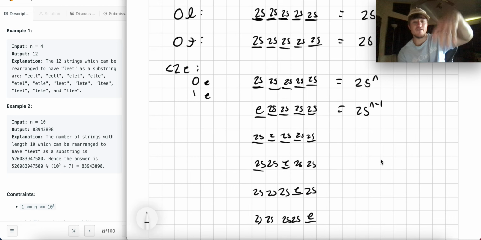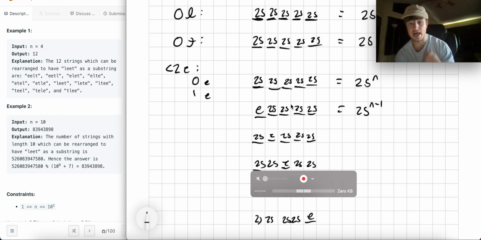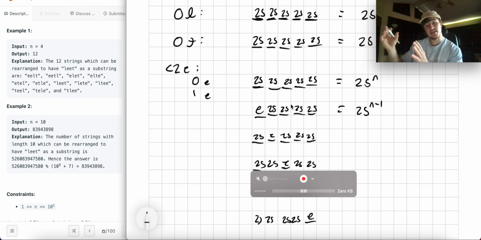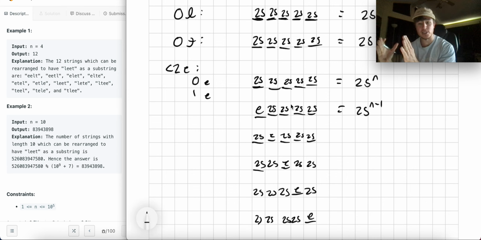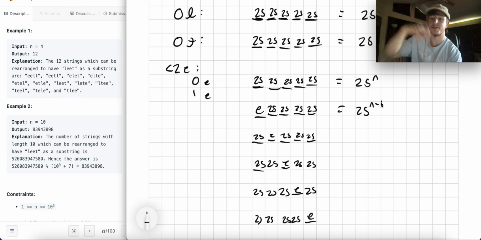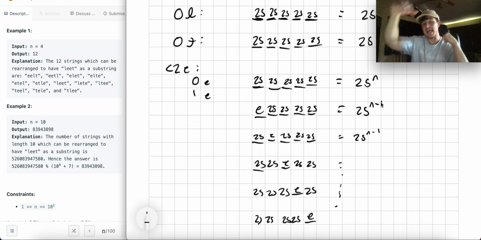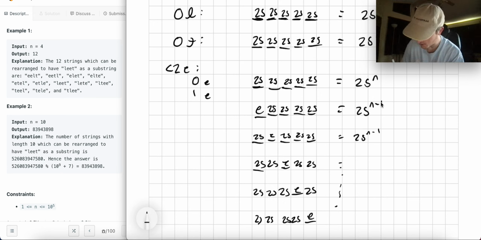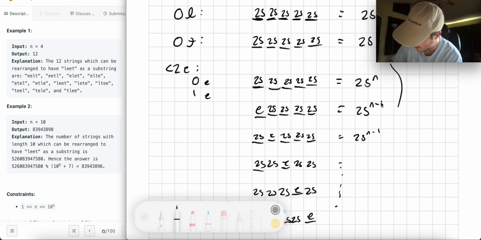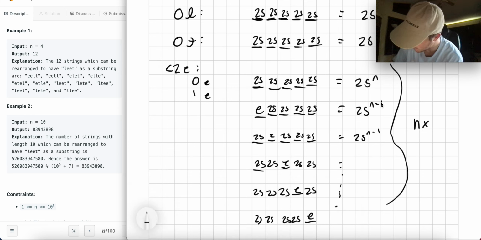Because there's n minus 1 remaining spots where I can put anything I want, and there's one slot where I have an E. So there's n spots, but now there's only n minus 1 spots where I can put 25 things because I'm excluding E, right? But I could do that how many times? Well, there's 25 to the n minus 1 here and going down. So there's n places I can put the E, and in the n places that I put the E, there's 25 to the n minus 1 possible additional things that I can do. So this basically sums up to n times 25 to the n minus 1.